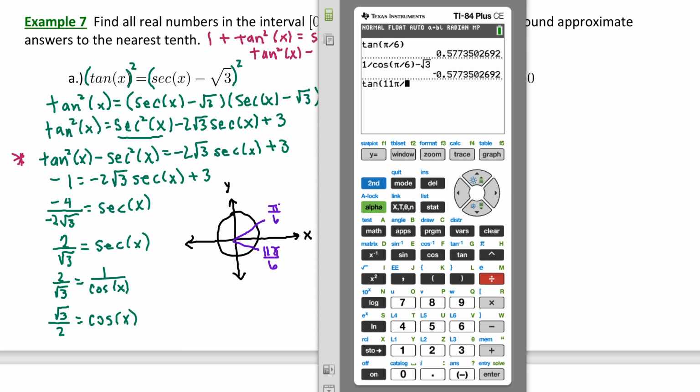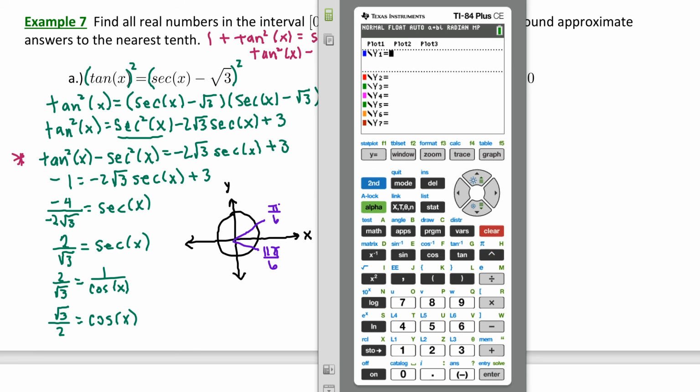I'm going to plug 11 pi over 6 in on the left side of the equation and also on the right side of the equation. This time, the values match, so 11 pi over 6 is the only solution to this equation.